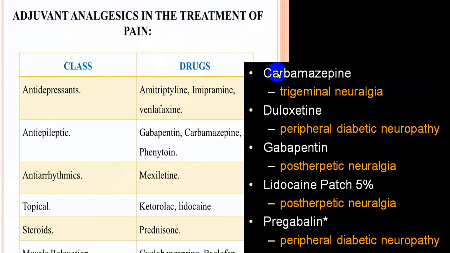In trigeminal neuralgia, carbamazepine. In peripheral diabetic neuropathy, duloxetine. In post-herpetic neuralgia, gabapentin and pregabalin. Also in diabetic neuropathy, pregabalin and gabapentin are drugs of choice. In post-herpetic neuralgia, a lidocaine patch can be utilized. In this condition, you can utilize all of these. So these are all the different groups of drugs available: antidepressants, anti-epileptics, antiarrhythmics, topical applications, steroids, muscle relaxants, etc.